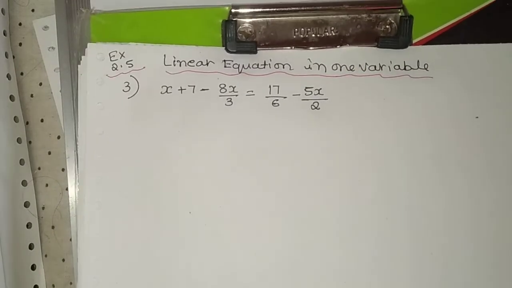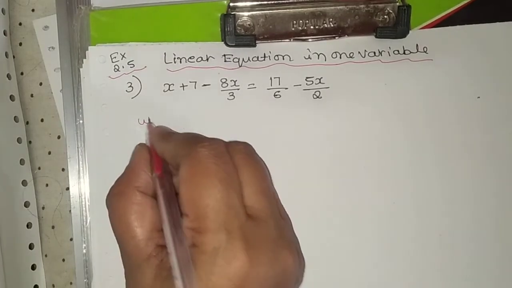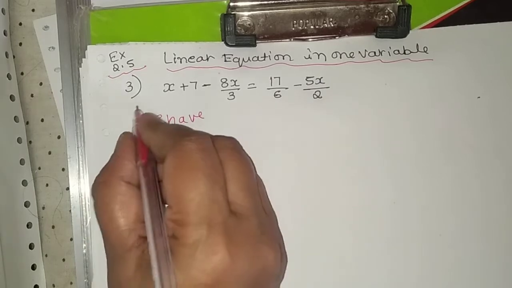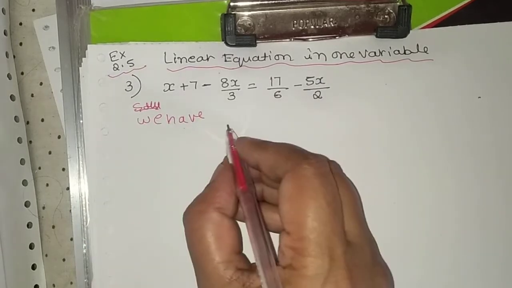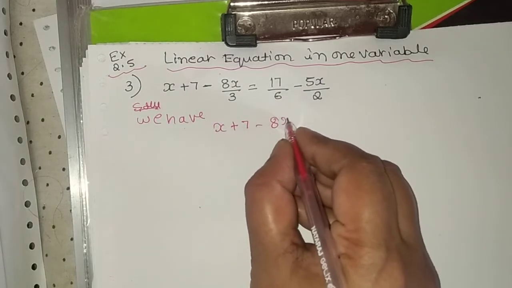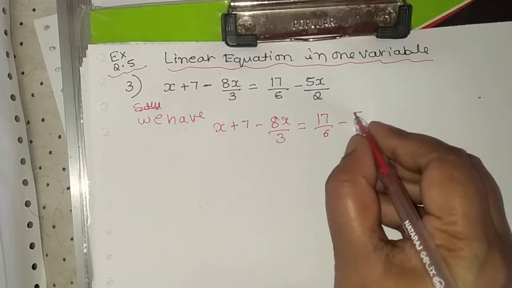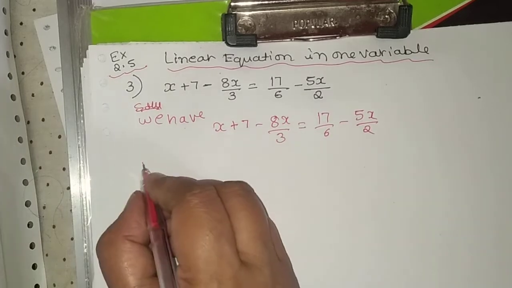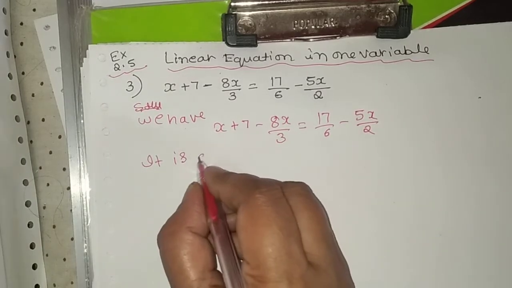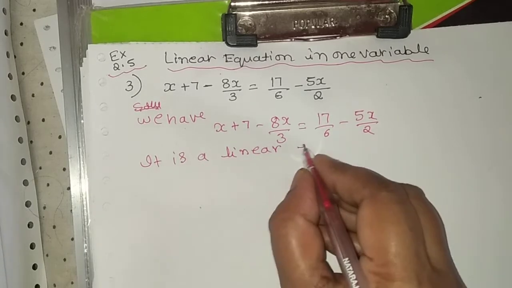We move on to the third one. So this is the third given problem. We'll write the solution. We have x plus 7 minus 8x by 3 is equal to 17 by 6 minus 5x by 2. It is a linear equation. One sentence we have to write: it is a linear equation.